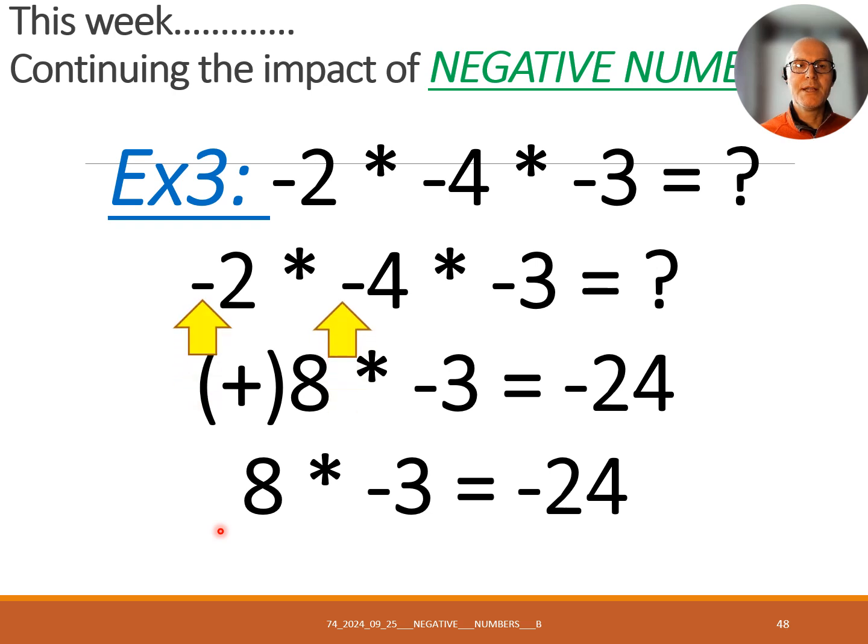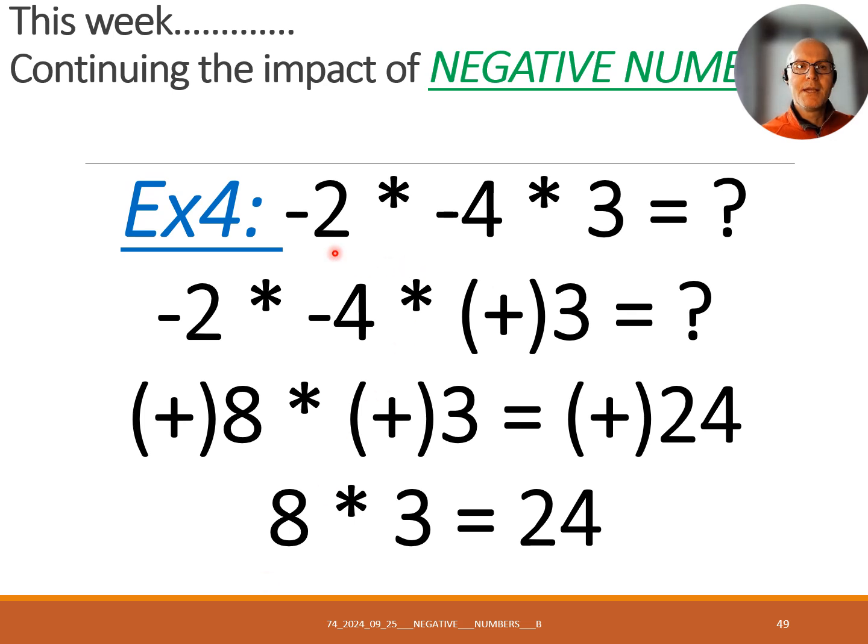First part, negative 2 times negative 4. Negative times a negative equals positive. Negative 2 times negative 4 is positive 8. And we've got negative 3. So positive 8 times negative 3. Positive times a negative equals a negative. 8 times negative 3 equals negative 24.